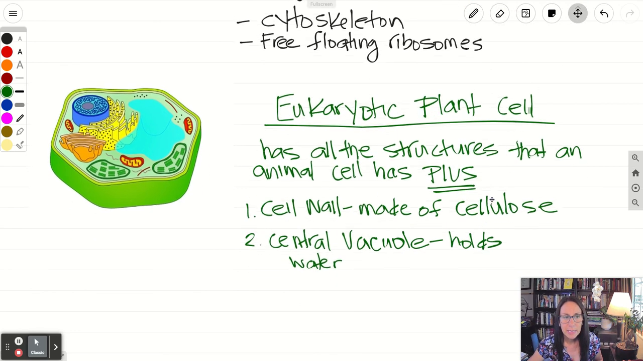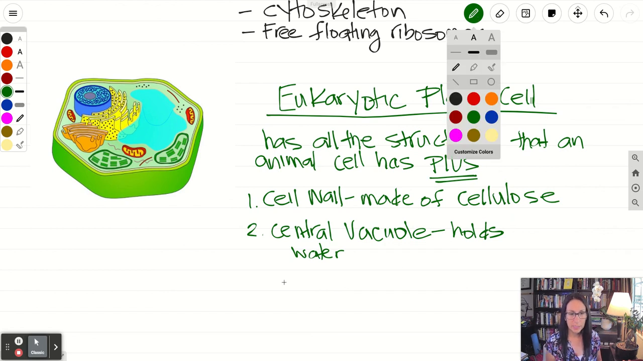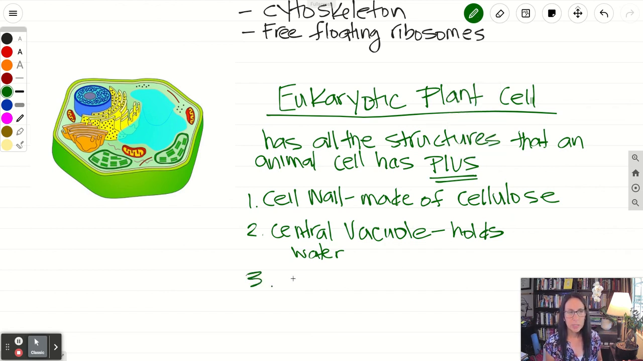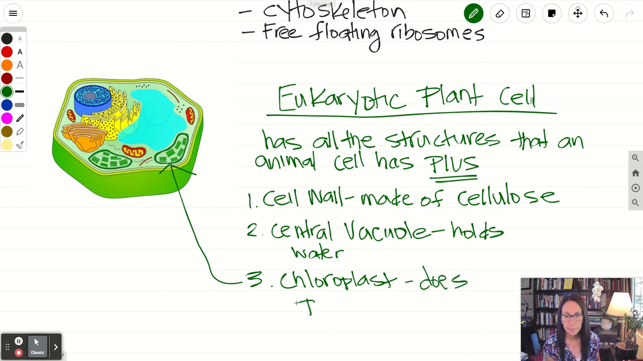The last thing that a plant cell has that an animal cell does not have is this very important thing called a chloroplast. Here is the chloroplast here, so I'm just going to put a big arrow here. It's this big green thing. The chloroplast is where the plant is able to do photosynthesis. Photosynthesis is the ability to take some sunlight and make food.